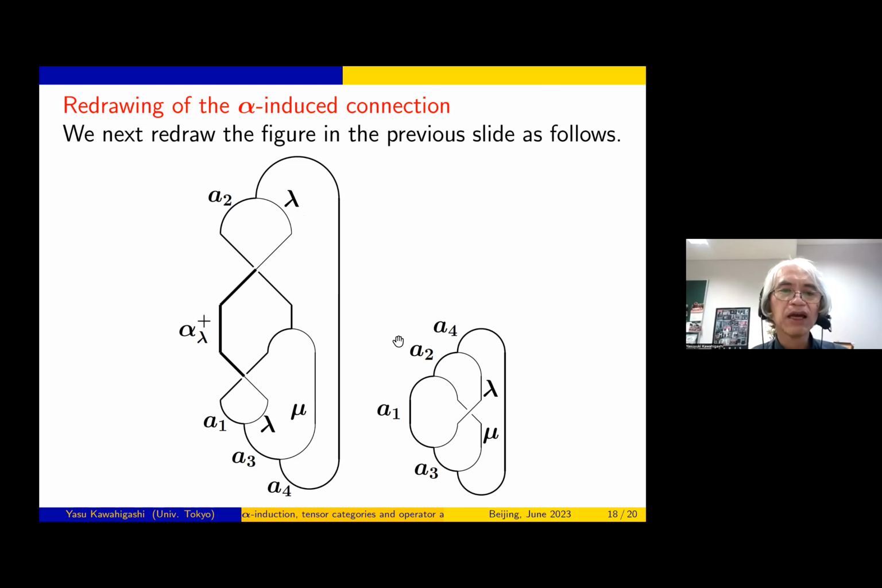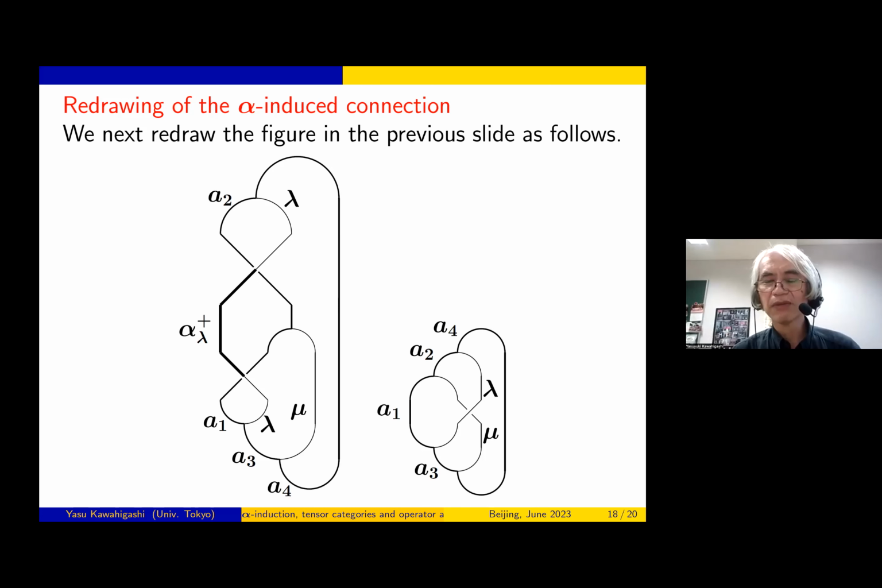So the other labels are A1, A2, A3, A4. So now this alpha lambda plus disappears. So we just have a wire lambda and mu. So now here we have 6 wires. So we have A1, A2, A3, A4, and we have 2 more wires, lambda and mu. And then we have a crossing. So in the original picture of 6J symbols, we had 6 objects, but we had no crossing because we didn't use braiding. But here we have to use braiding.